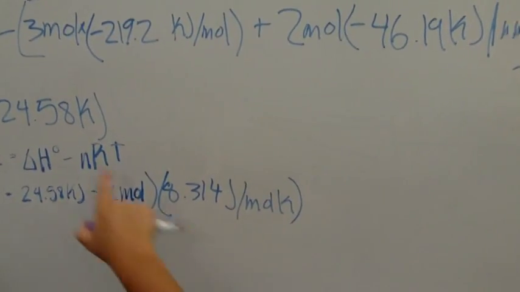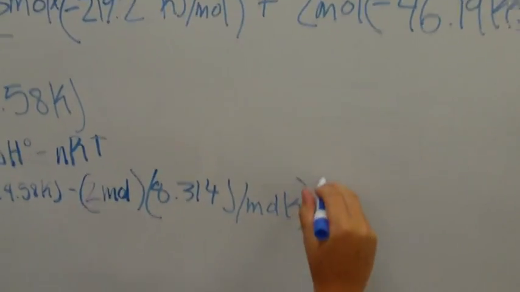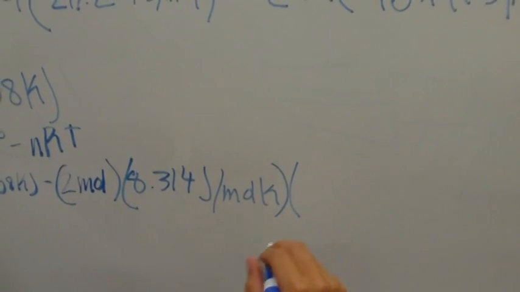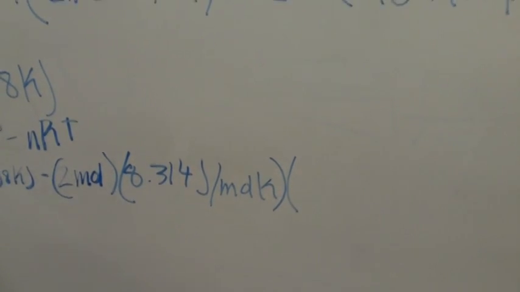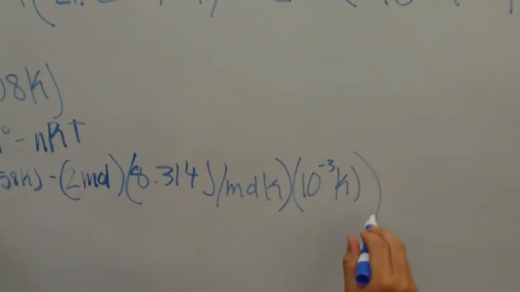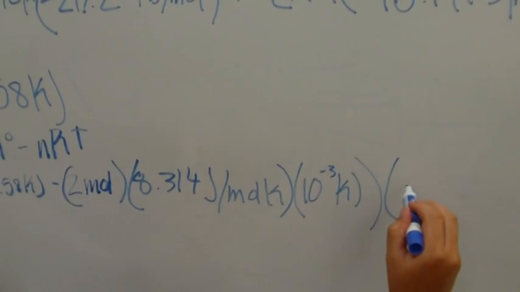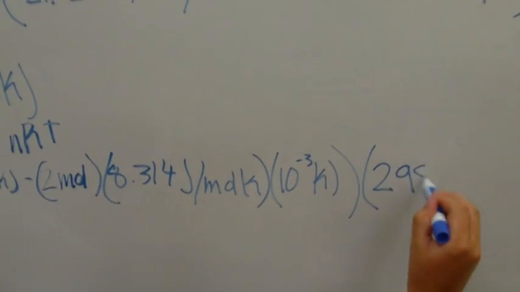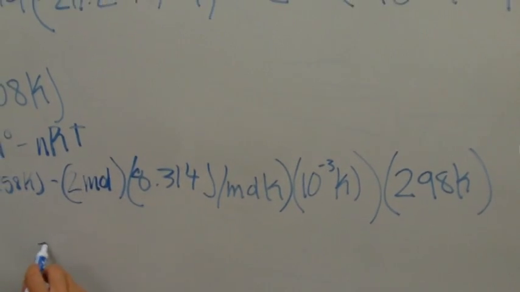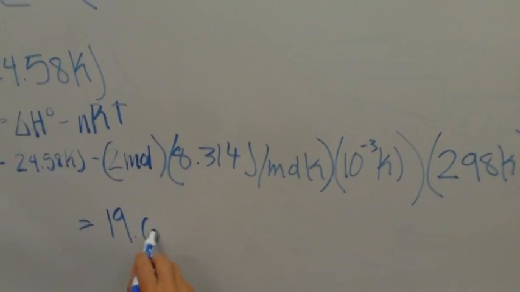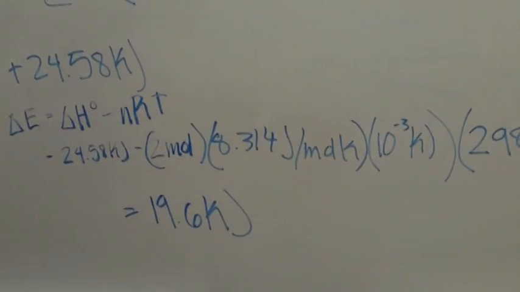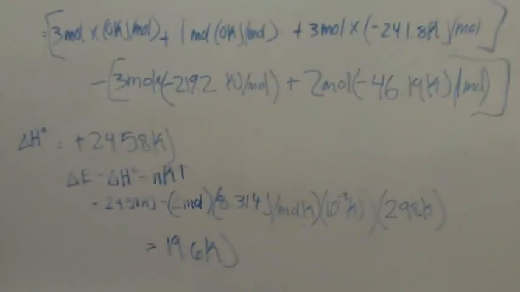So to convert that, we have kilojoules. This is in joules, so we're going to have to times it by 10 to the -3 to get it into kilojoules. Times T, temperature. This is standard, so 298 degrees Kelvin. And when you work all of that out, you end up with 19.6 kilojoules.